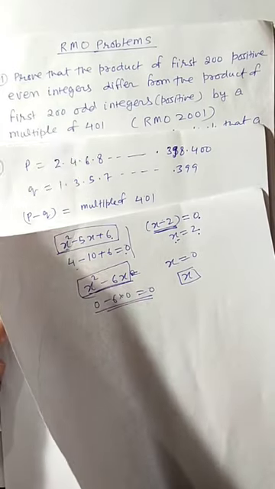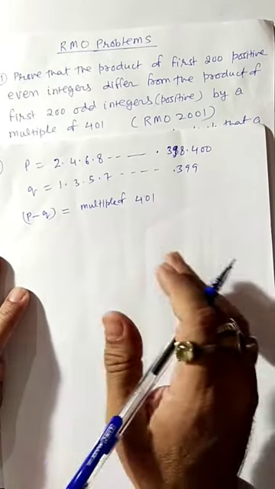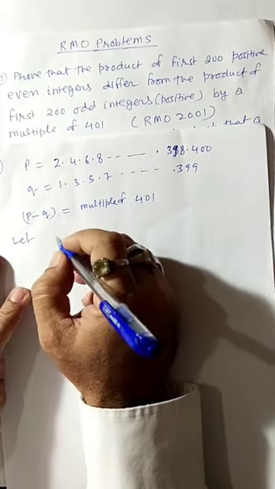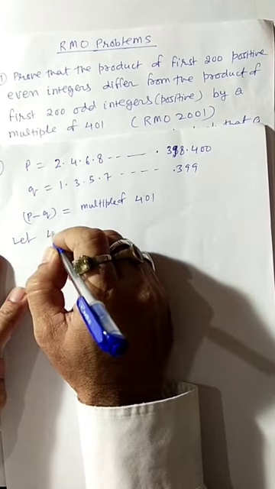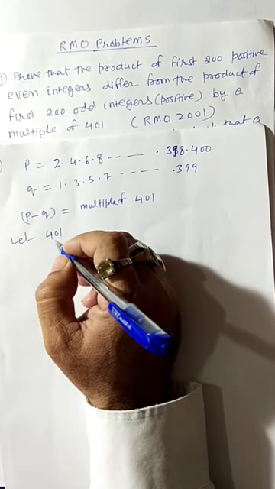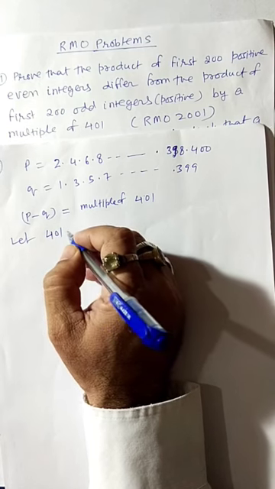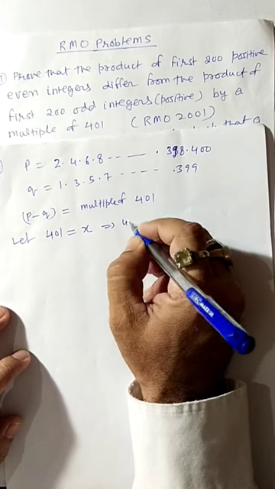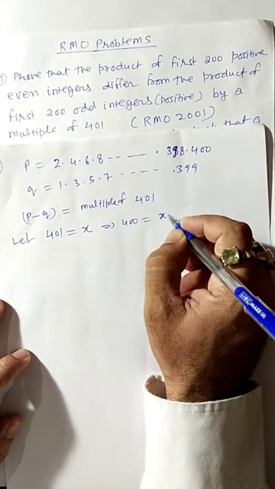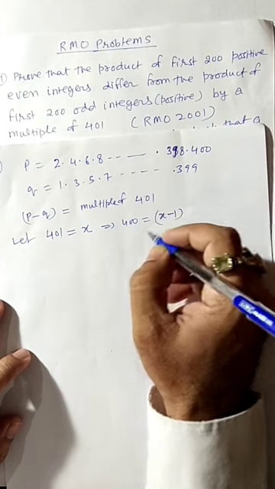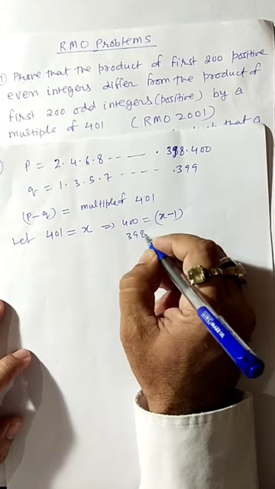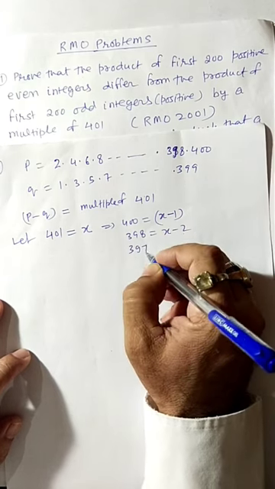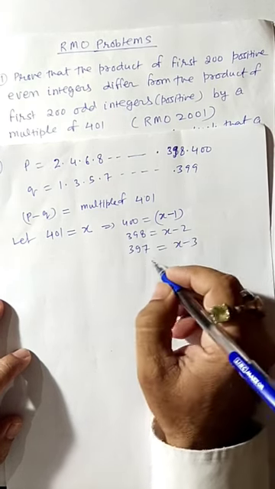Now the second step, I think you should know this. Second step is: let 401 equal x. Let's consider 401 equal to x. So now 400 equals x minus 1, 398 equals x minus 2, 397 equals x minus 3 and so on.